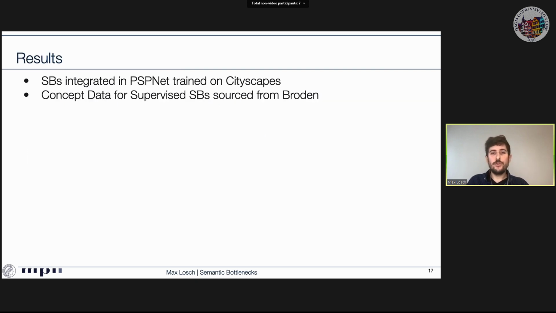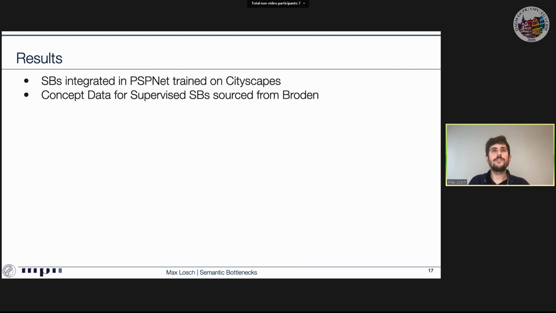So going back to the semantic alignment results, we now have all parts together to conduct the quantitative comparison between our semantic bottleneck and the baselines. In this case, as already introduced in the previous slides, we are utilizing street scene segmentation, namely Cityscapes, and we are using the model PSPNet.